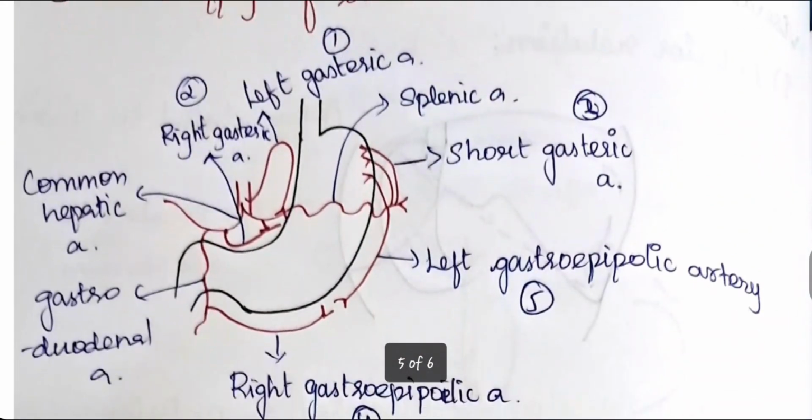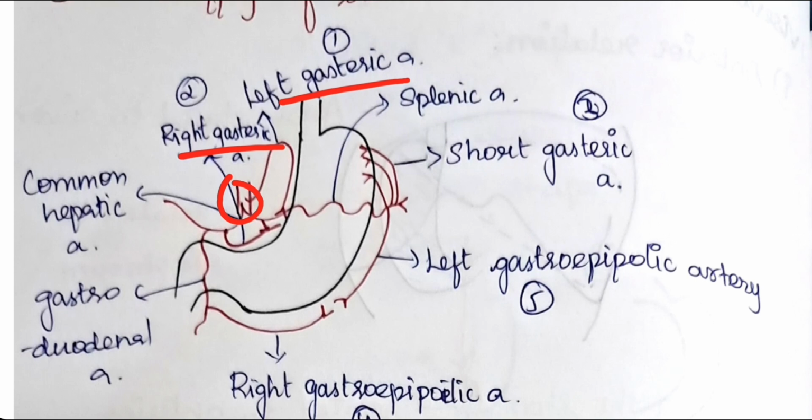Coming to the blood supply, normally there are five arteries. The first is the left gastric artery, which is a direct branch of the celiac trunk. This is the celiac trunk. The second is the right gastric artery. The right gastric artery is a branch of the common hepatic artery, and the common hepatic artery is a branch of the celiac trunk.